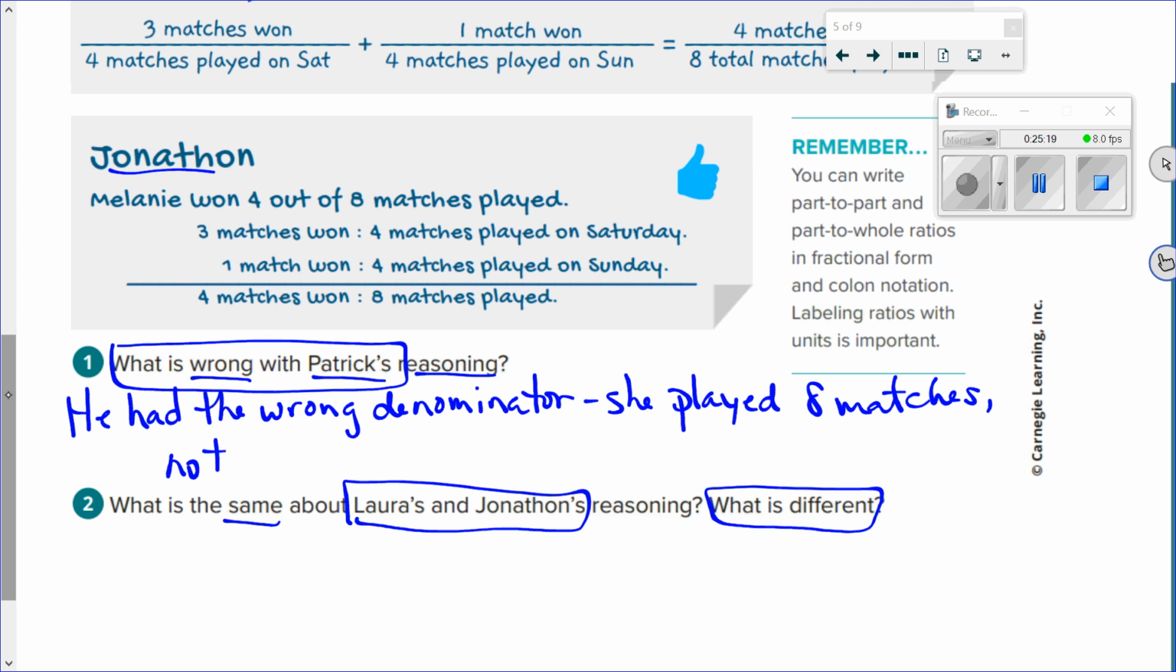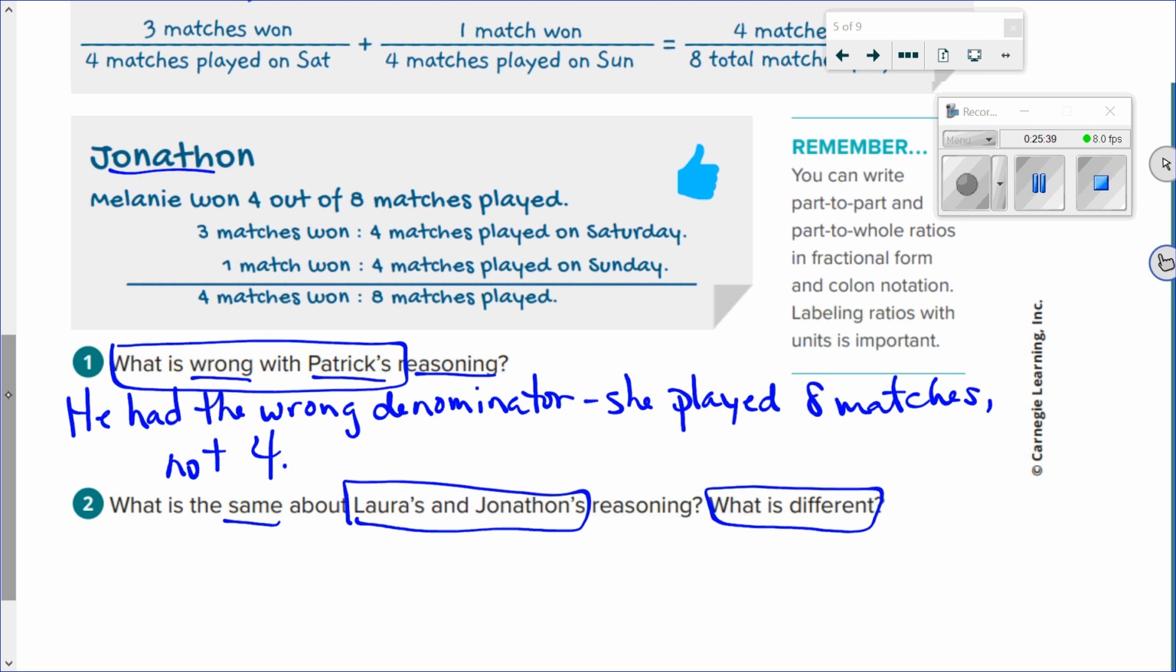So he did a really weird thing where he kind of combined the part-to-part and made it into a part-to-whole ratio, but you can't do that, remember? If I'm doing additive reasoning, I need to be adding the individual parts, and the total matches was 8, not 4. Make sense to everybody?